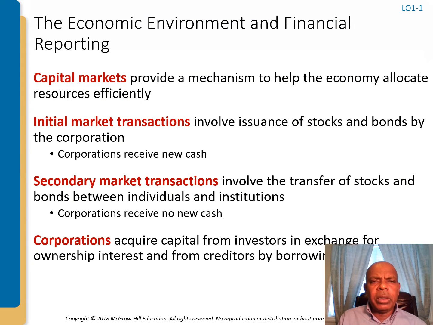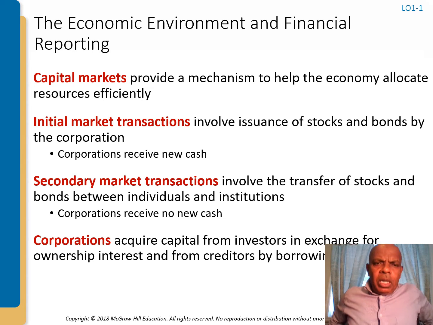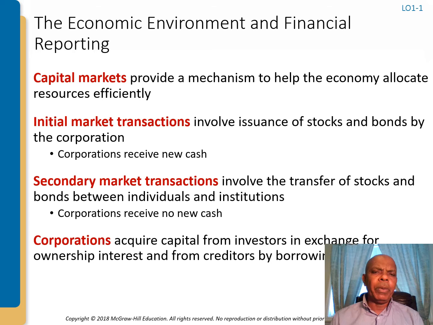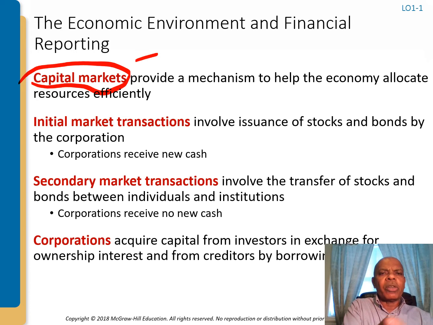We're going to look at some additional information that we throw out: the capital markets, the economic environment, and financial reporting. What is the impact on the economic environment? The capital markets provide a mechanism to help the economy allocate resources efficiently. What does that mean? What are the capital markets? That's where people buy and sell stocks, right?